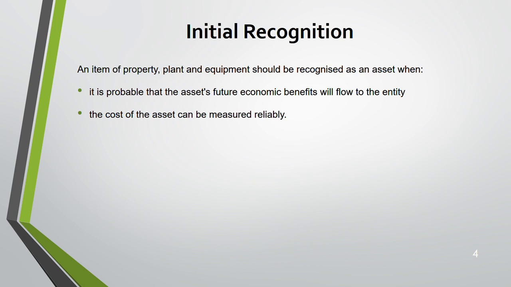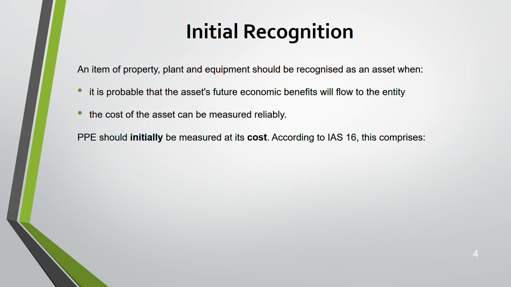You understand? Because once you recognize it, only then comes measurement, disclosure, presentation. When you do not recognize it as an asset in the first stage, the later stages do not matter. Okay? So at this stage, you have to be very careful: are you recognizing it as an asset or not? Because remember, if you recognize it as an asset, then later you have to depreciate it, then you have to disclose it, things like that. Now, on initial recognition, there is no choice. You have to measure all non-current assets at cost. That's why I highlighted it in bold for you, so that you never forget. You can make a note of this. You measure it at cost.